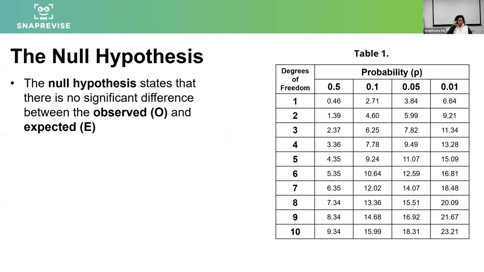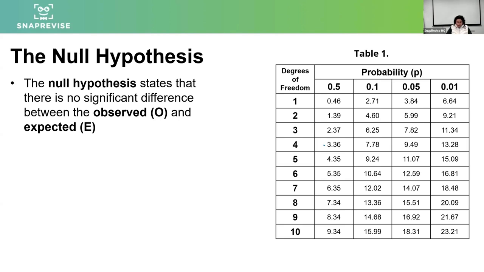Let's look at what the null hypothesis is and how we test it. The null hypothesis states that there is no significant difference between observed and expected. So whatever difference we see is due to chance, and it will usually be a slight, subtle difference. If you have a really big difference, it's most likely not due to chance; there's an underlying biological reason. However, you will have to prove that using the chi-squared.